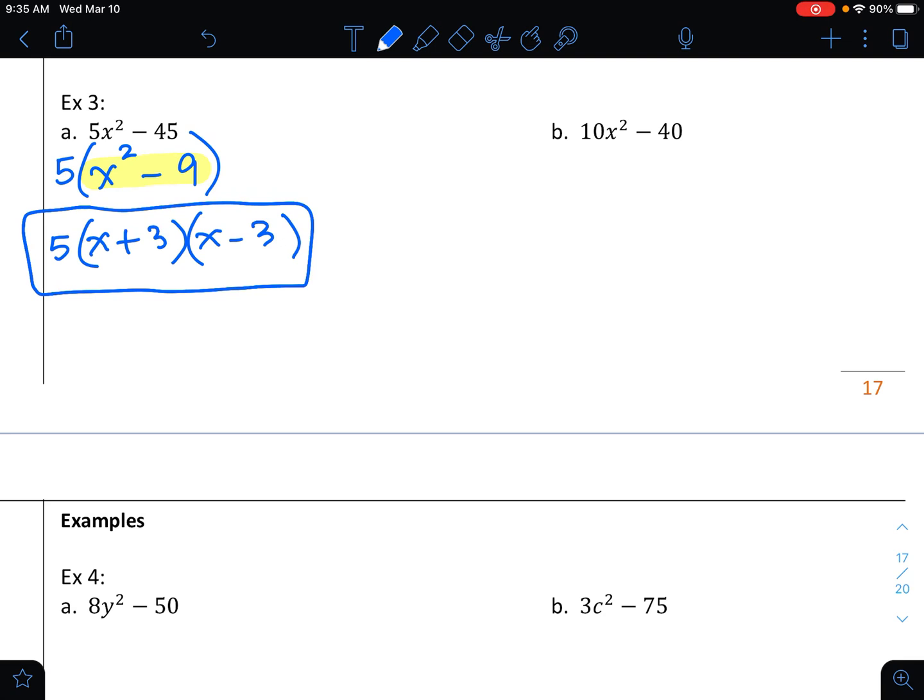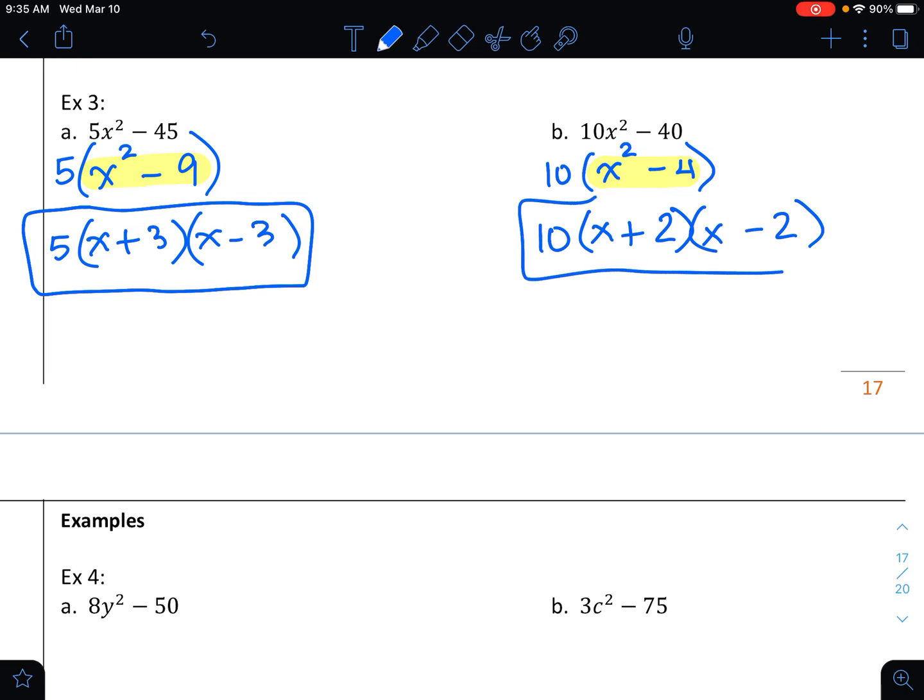Okay, I have a GCF here of 10. So divide your 10 out first, and then I'm factoring that. So that can be a difference of squares, because I know 2 times 2 is 4. So x, 2, 2, and then one says plus, one says minus. And that's it.